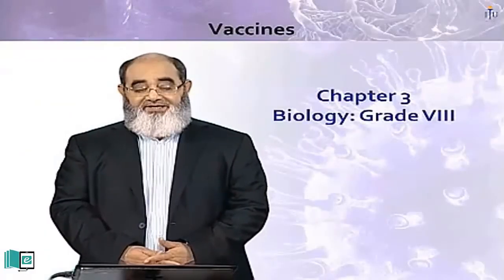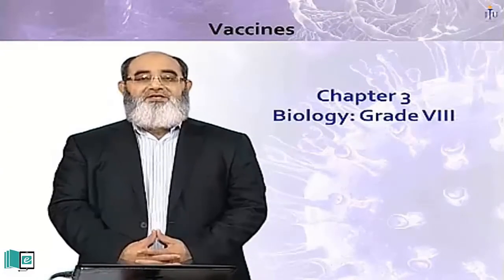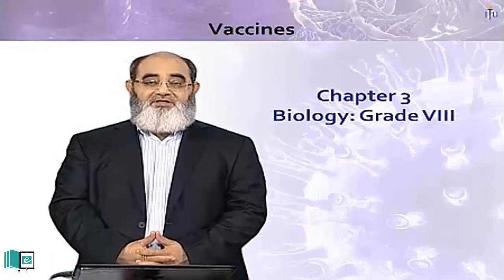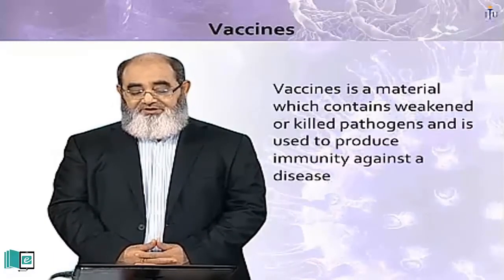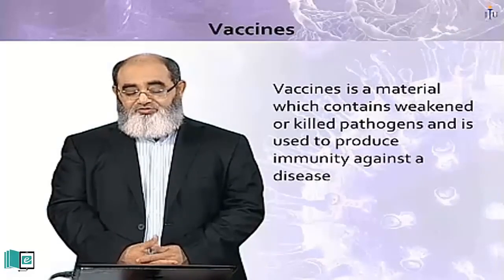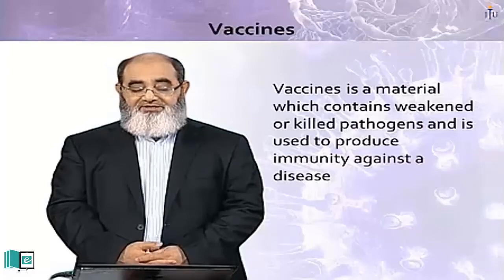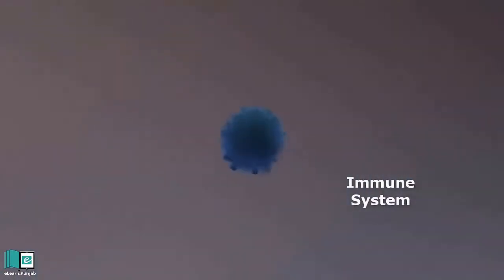Today we will study how vaccines are made. First of all, we study the definition of vaccines that is given in our book. According to the definition, a vaccine is a material which contains weakened or killed pathogens and is used to produce immunity against disease. A vaccine is such a thing that weak bacteria is inserted into our body. After insertion, it reaches the immune system of our body and strengthens it.